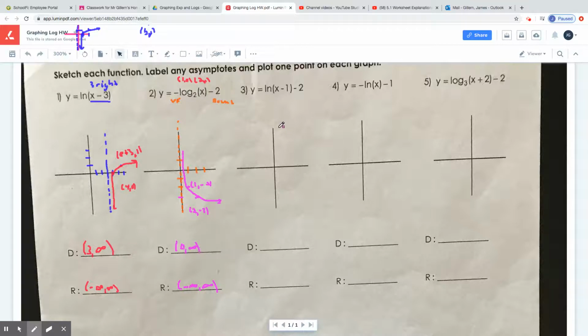Number 3, back to base e. So 1, 0, and e, 1. Those are the points you start off with. That's what the basic shape would be. Those are the points you have to move around. So here we're going to move 1 to the right.